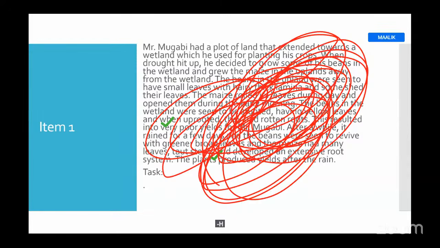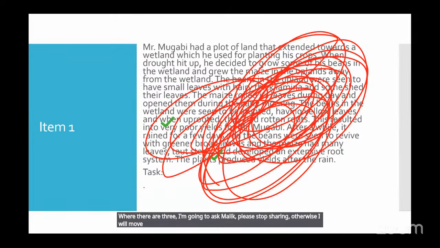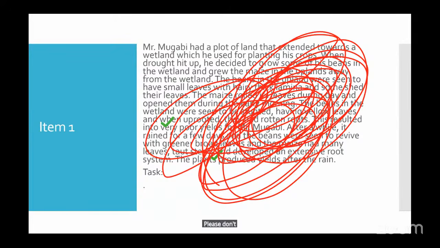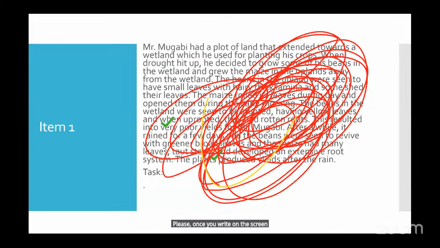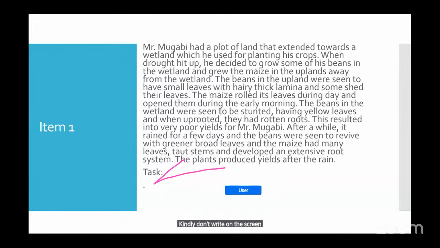I'm going to ask Malik, please stop sharing. Otherwise, I will remove you from the meeting. Please don't try it on the screen. I'll remove you directly from the meeting. Let me start removing people. Please, once you write on the screen, I'm removing you from the meeting. Teacher Segui, have you been able to see it? I can't find it. Kindly don't write on the screen. Please stop.